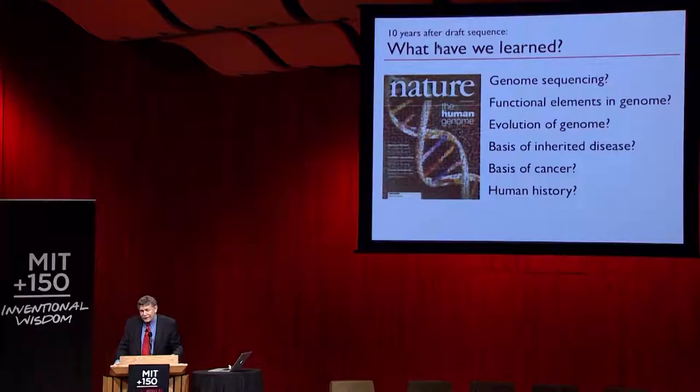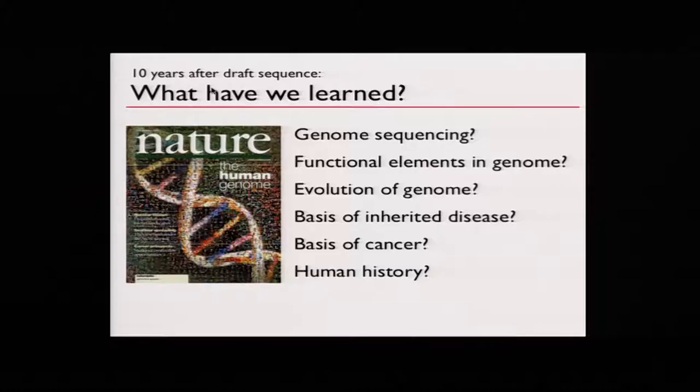Well, what have we learned? We've learned a lot about how to sequence DNA. I'm going to just briefly sketch, very, very briefly, what we've learned about the functional elements encoded in the genome in this way. And every single thing I'm going to tell you about relies crucially on computation. You couldn't even begin to work on the problem without major computation. The functional elements, the evolution of the genome, the basis of inherited disease, the basis of cancer, human history. I'll just rip through some stories quickly. The details don't matter, but the general sense does, because I want to be sure to leave time for questions.